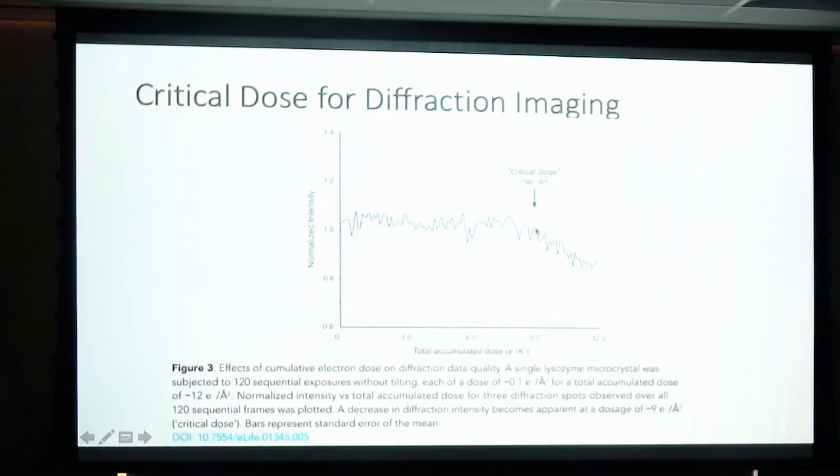So basically, this is looking at an individual diffraction spot, its intensity, after giving it a certain amount of electron dose. At the beginning, it has a relative intensity of 1, and then this is the total accumulated dose. As you keep exposing it, it stays more or less constant. But then at this critical dose, it starts to drop. And in this case, the critical dose was 9 electrons per square angstrom. And this one, I'm not sure what it says.